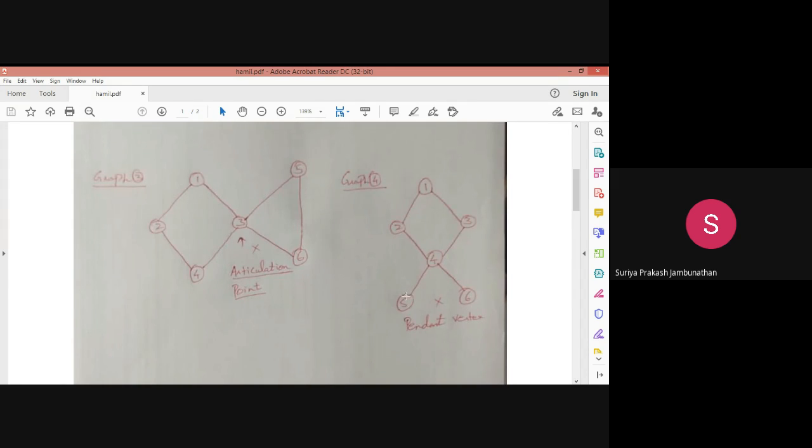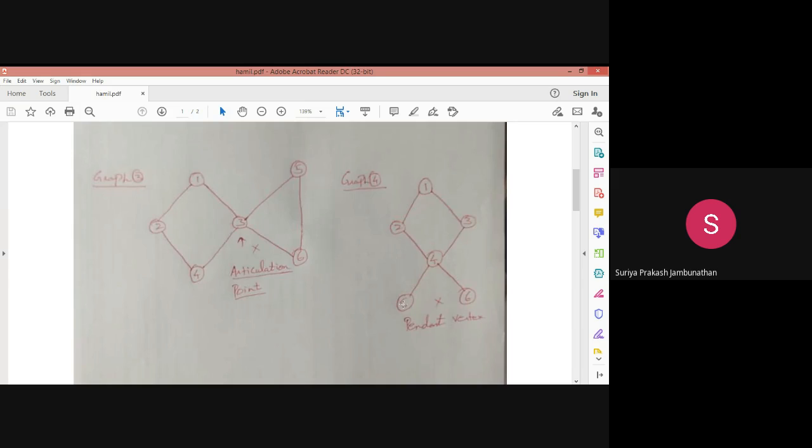Pendant vertex means what? From this particular vertex, we are not able to go to any other vertex. So from 1 we can reach 2, from 2 we can reach 4, from 4 we can reach 5. That we can stop. We are not able to move from 5 to some other vertex, so it will not form a cycle. In this case, this type of graph will not produce a Hamiltonian cycle.